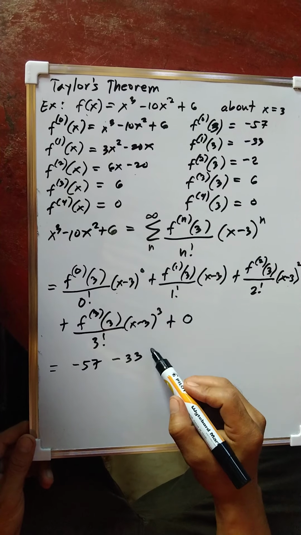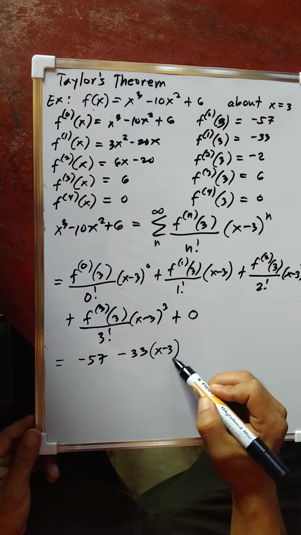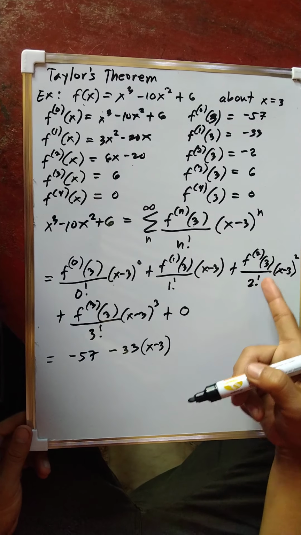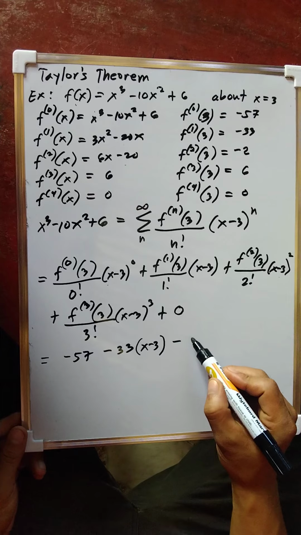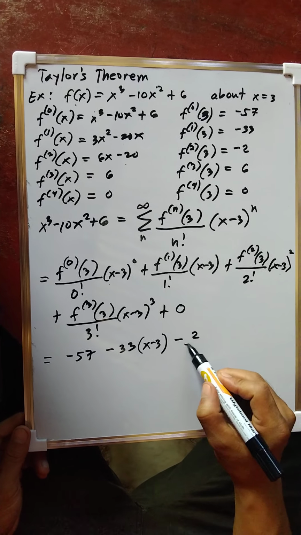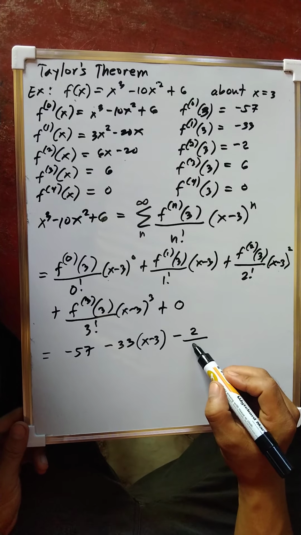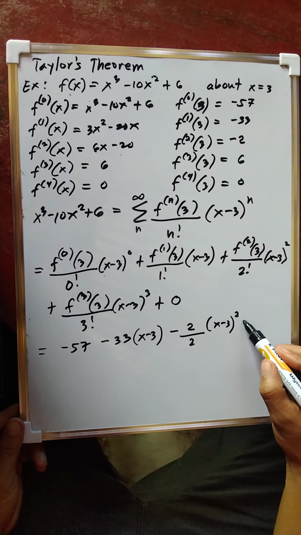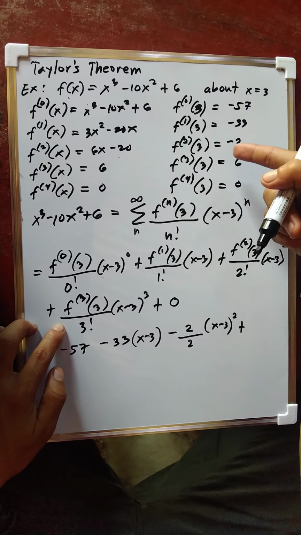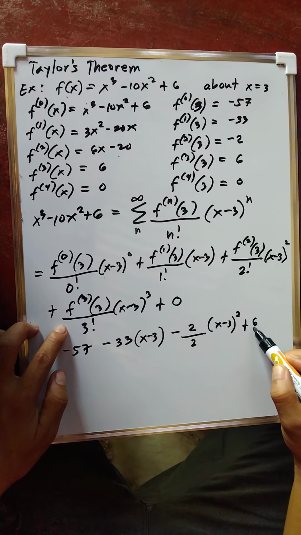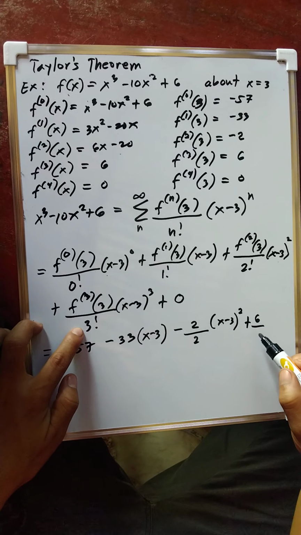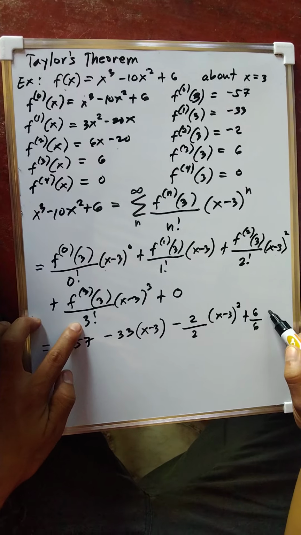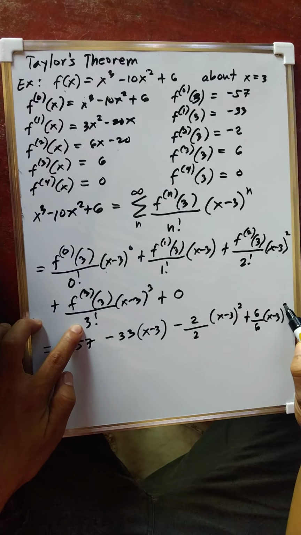1 factorial is 1. So x minus 3 plus, what is the second derivative of 3? We have negative 2. So this is minus 2. What is 2 factorial? 2 factorial is 2, since 2 times 1, times x minus 3 raised into 2. How about this one? The third derivative, we have 6. 6 over 3 factorial. 3 factorial is 6, since 3 times 2 times 1, x minus 3 raised into 3.